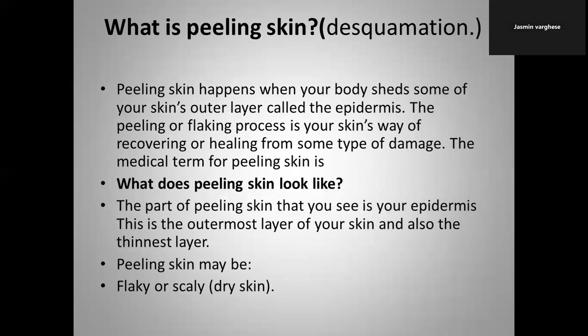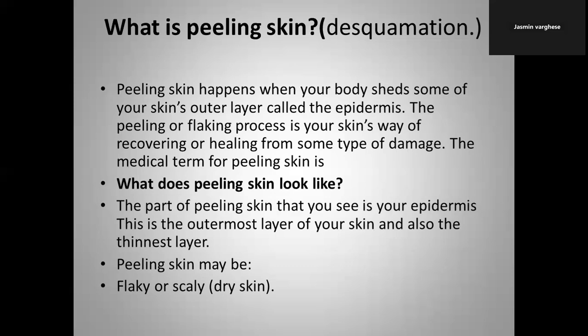Then peeling or desquamation, as I said, the top part of your epidermis, that means the stratum corneum, is shedding every 4 weeks. Peeling skin happens when your body sheds some of your skin's outer layer called the epidermis, I mean the top layer of your epidermis. The peeling or flaking process is your skin's way of recovering or healing from some type of damage. The medical term for peeling skin is desquamation.